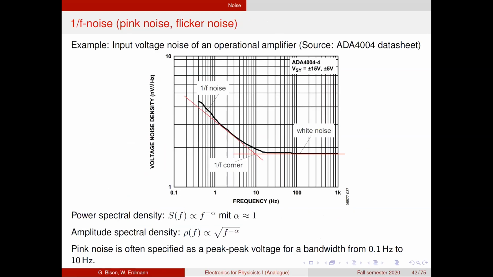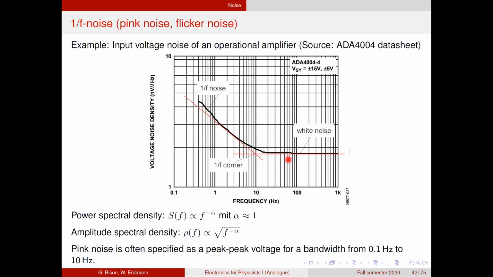Okay, and then the third very common but not fundamental noise is 1/f noise, also called pink noise or flicker noise. And what I show here is an example from a datasheet of an op-amp. In the datasheet, you find this noise spectrum. So this is a nicely averaged noise spectrum. You don't see the individual takes, so this is probably averaged over thousands of individual spectra.